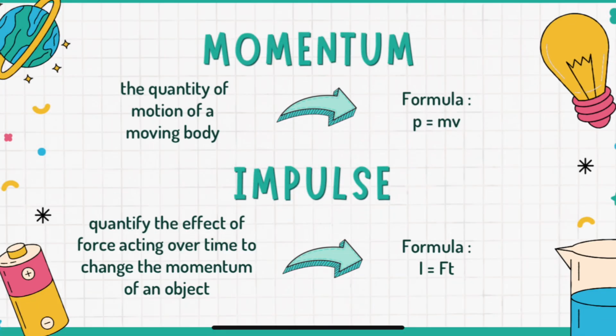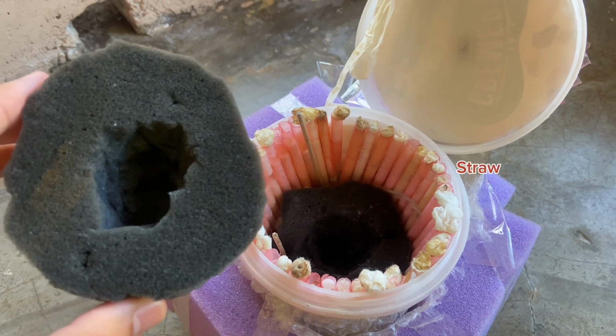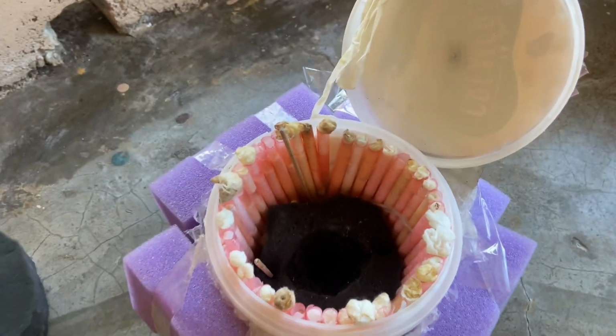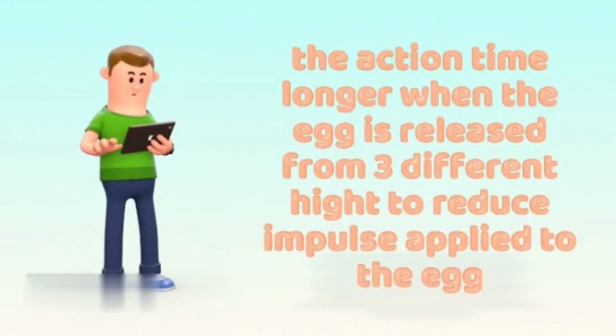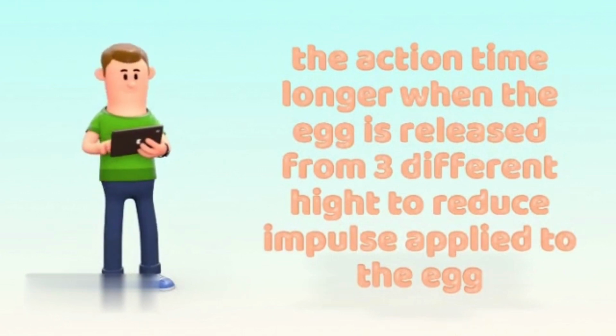The second concept that we use is impulse. Impulse quantifies the effect of force acting over time to change the momentum of an object. So, we make a container using sponge, straw and cotton to make the action time longer when the egg is released from 3 different heights, to reduce the impulse applied to the egg.